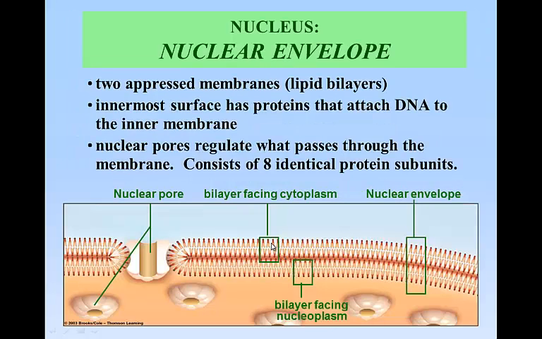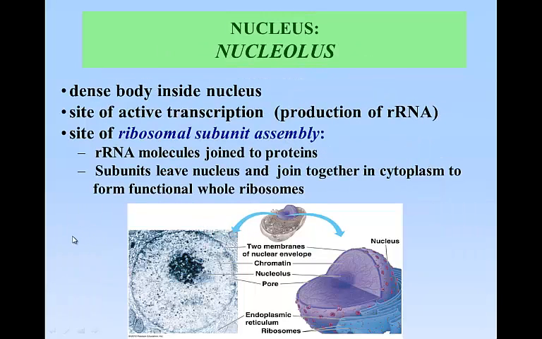Okay, so here's a neat picture of the double layer membrane with the pores showing on the inside. Again, these pores are kind of neat. They're composed of 8 identical protein subunits that allow for the pore to form, and they regulate what goes into and outside the cell. Here's a kind of a cool picture of the nucleolus.